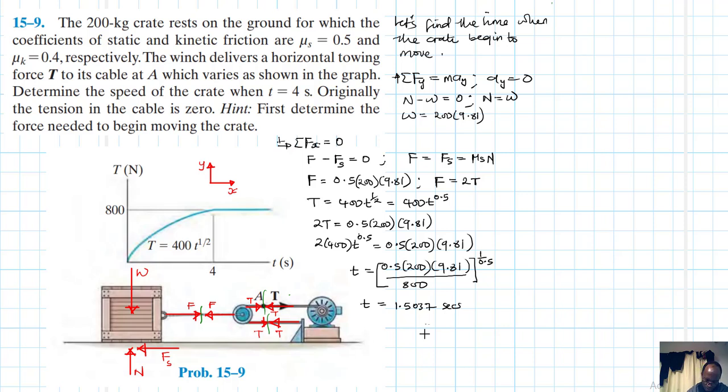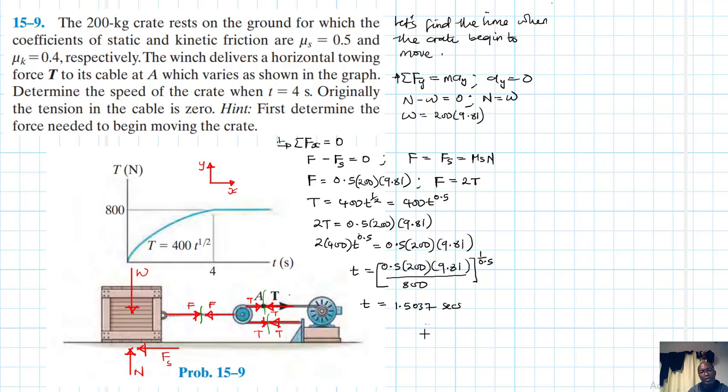Okay, let me check it. 0.5 by 200 by 9.81 divided by 800 to the power 2. Alright, 1.5037. So if we were to write this, it just becomes, let me check it, 2 by 400 by 1.5037 to the power 0.5.